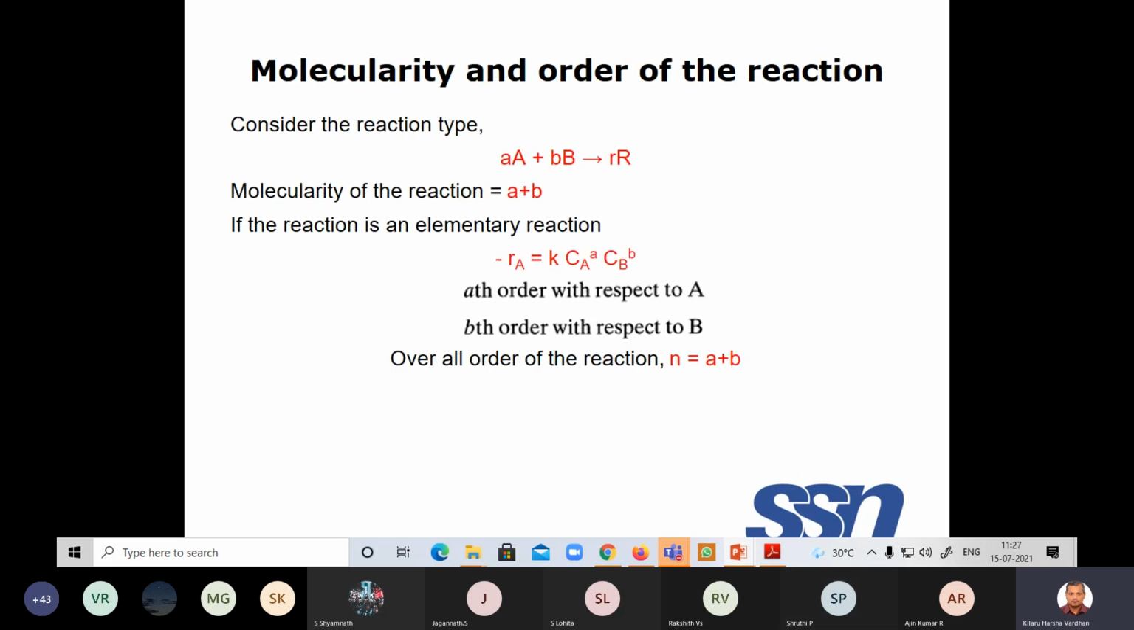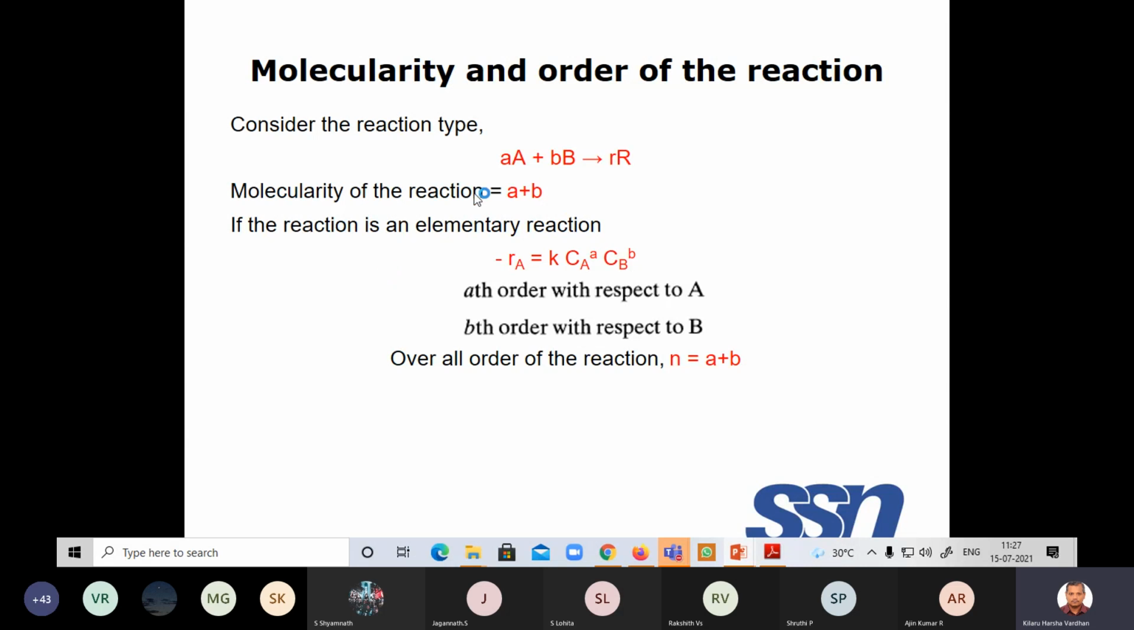Then molecularity and order of a reaction. What is this molecularity and order? Again, for an elementary reaction only, we can tell the molecularity and order. So consider the reaction type aA plus bB gives rR, where small a is the stoichiometric coefficient of reactant A, small b is the stoichiometric coefficient of reactant B, and small r is the stoichiometric coefficient of R. So the molecularity of a reaction is nothing but a plus b. This is 1 and this is 1. Therefore, a plus b will give you the molecularity.